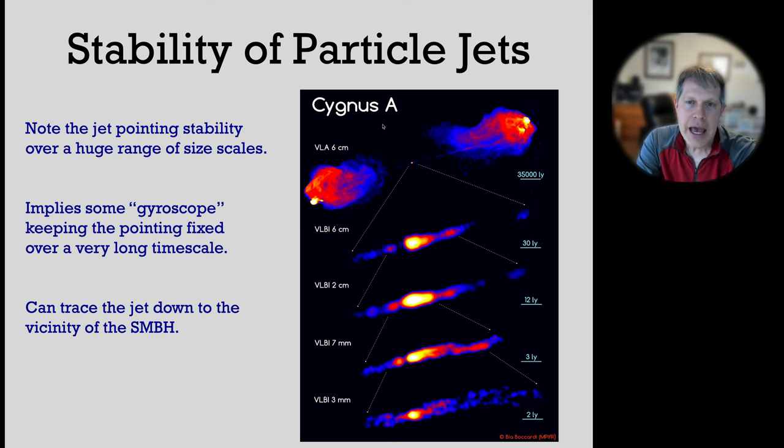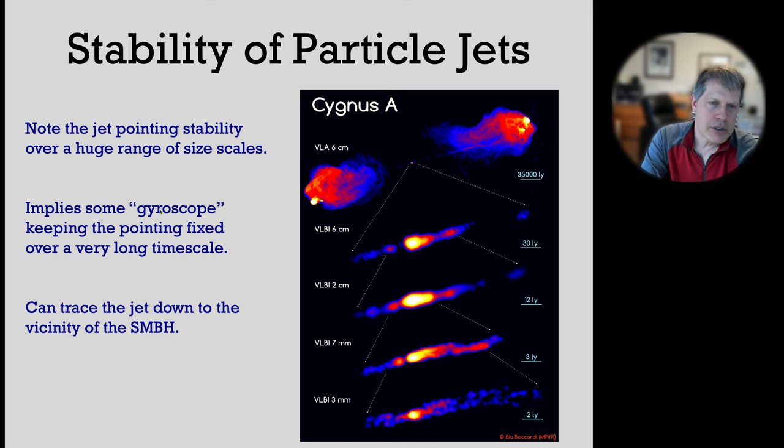Here is Cygnus A, our prototypical object that we started with. And here you can see the very large scale image, such that that bar is 35,000 light years. Here is zooming in, zooming in, zooming in, down to a 2 light year bar scale there. And note that the jet remains pointed in essentially the same direction over that huge range of physical scales.